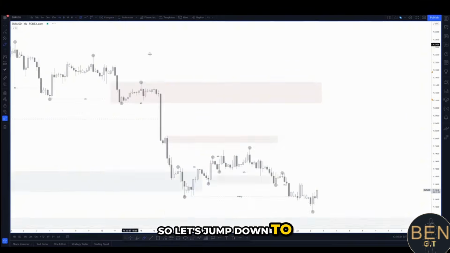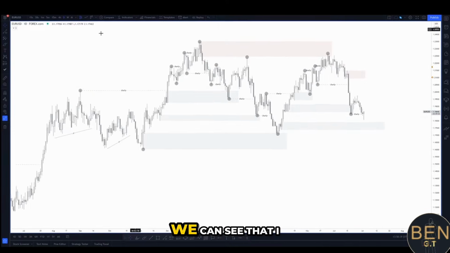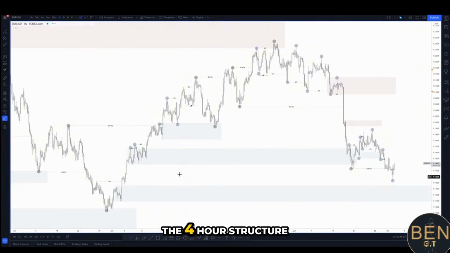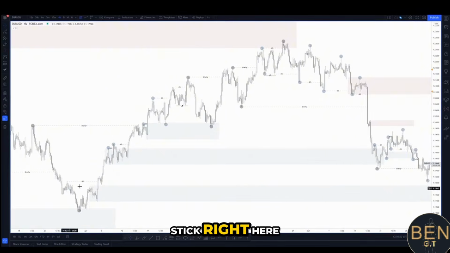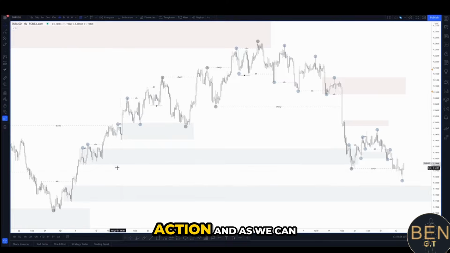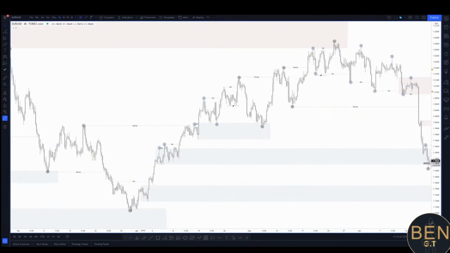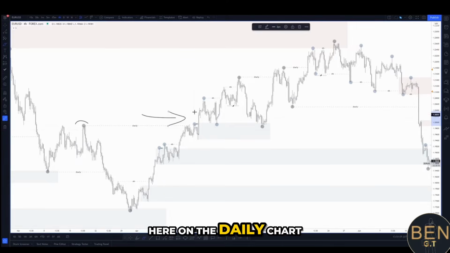So let's jump down to the 4-hour chart. And what we can see on the 4-hour chart is, again, if I just go to the daily chart, we can see that I have my structural points mapped with these gray highlights. And when we go down to the 4-hour, structure will be indicated with the blue highlights. And we'll just kind of stick right here as we started to switch bullish, which is the more recent price action. And as we can see, we were on a downtrend on the daily chart, and we didn't actually get signified that price was switching bullish here on the daily chart until we broke this high right here.